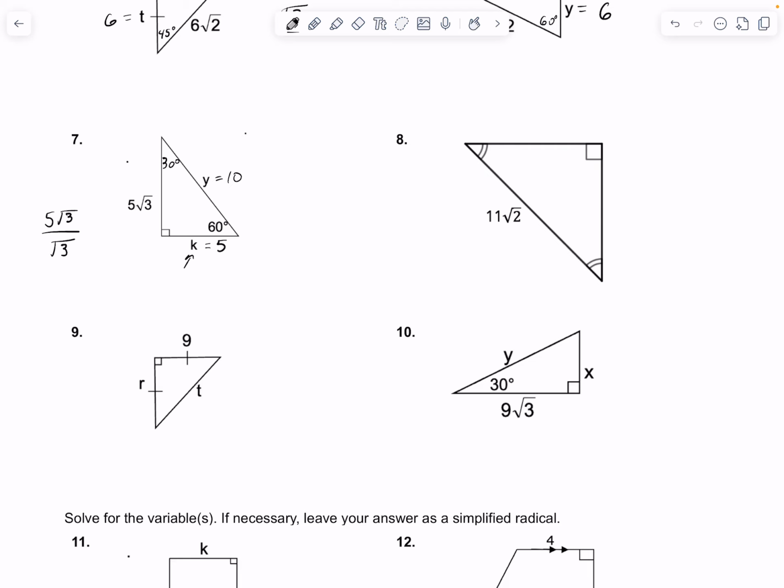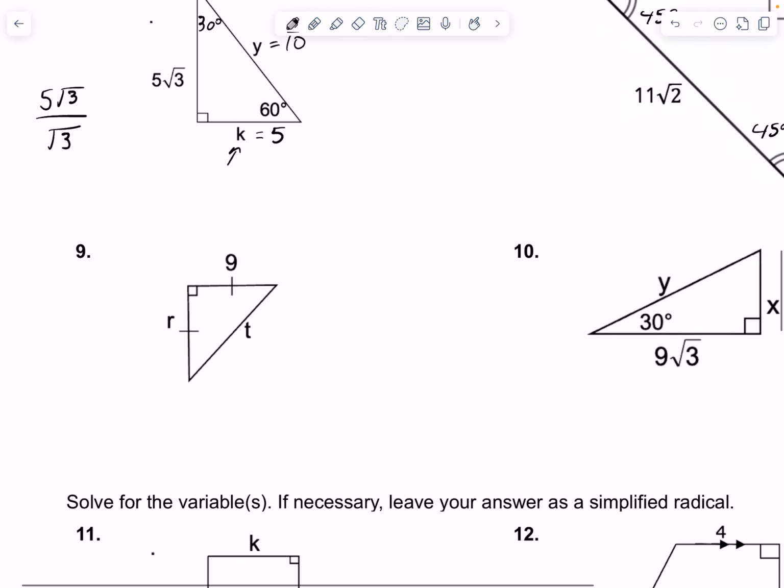Okay, number 8. They're giving you notation that says that these angles are the same, so they're 45 degrees. They're giving you the hypotenuse. So I'm going to take that 11 root 2 and divide by square root of 2 to find that these sides are both 11 units.